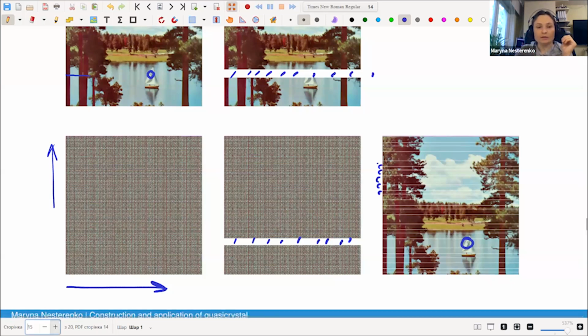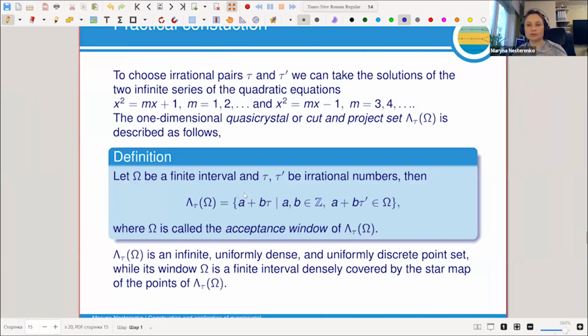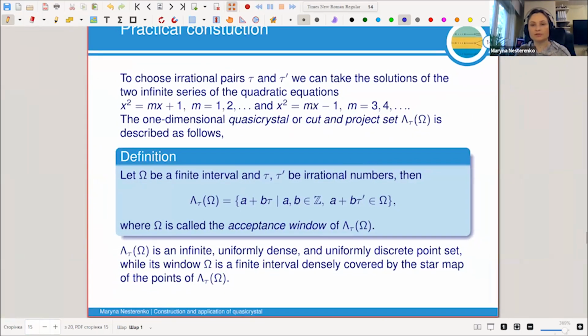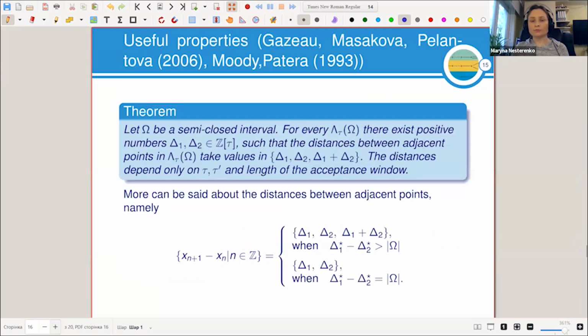That's the first idea. Now I have not too much time, so probably I will not tell too much about the practical construction of quasicrystals. Let me just say that it's convenient to work with irrationalities that are not transcendental. It's better to take irrationalities that are connected by some quadratic equations, because then all calculations are made in integer numbers. So all one-dimensional quasicrystals will be described by this family of quadratic equations, and they have some nice properties. One of the important properties is that distances between two adjacent points will be only of three types: D1, D2, and their sum.